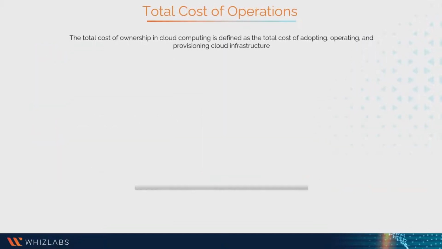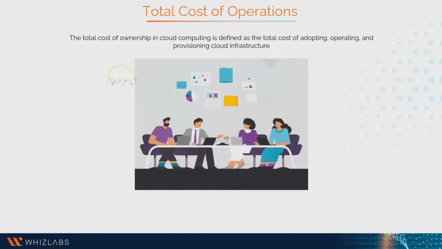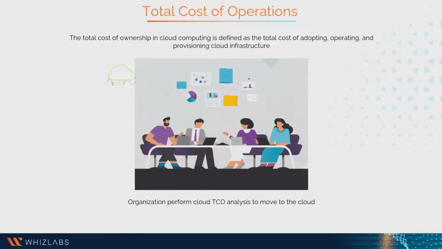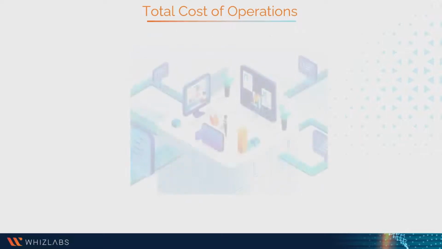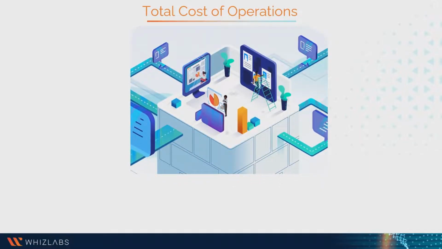The total cost of ownership in cloud computing is defined as the total cost of adopting, operating, and provisioning cloud infrastructure. Organizations must perform a Cloud TCO analysis when they are planning to move to the cloud because it allows them to weigh the cost of cloud adoption against the cost of running their current on-premise systems. Since TCO is used to understand the lifetime cost and value of static or contained resources, estimating the TCO of cloud infrastructure, an inherently dynamic ecosystem, can be challenging.